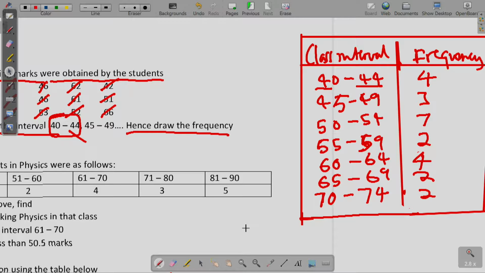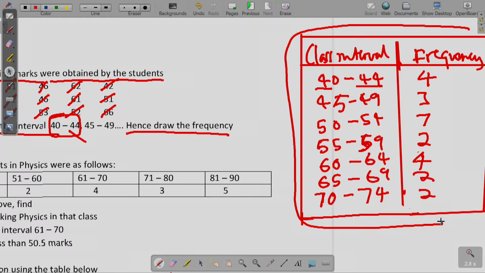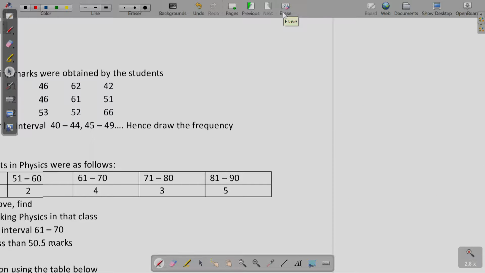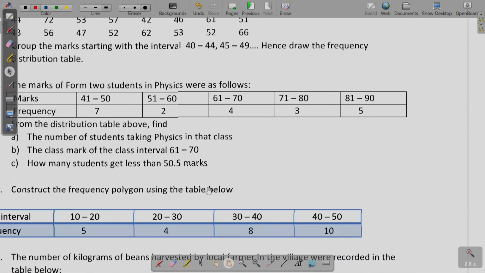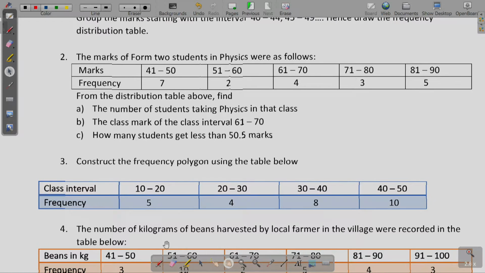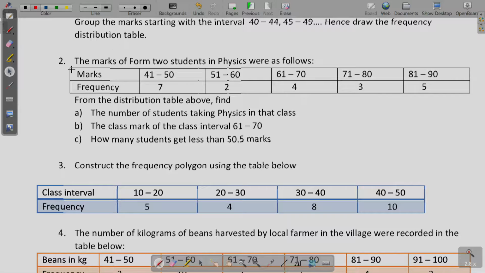And this is the frequency distribution table obtained by the students. Now let's move to the second question. The second question says the marks of Form 2 students in physics were as follows. This is the frequency distribution table of marks of students in a physics test.